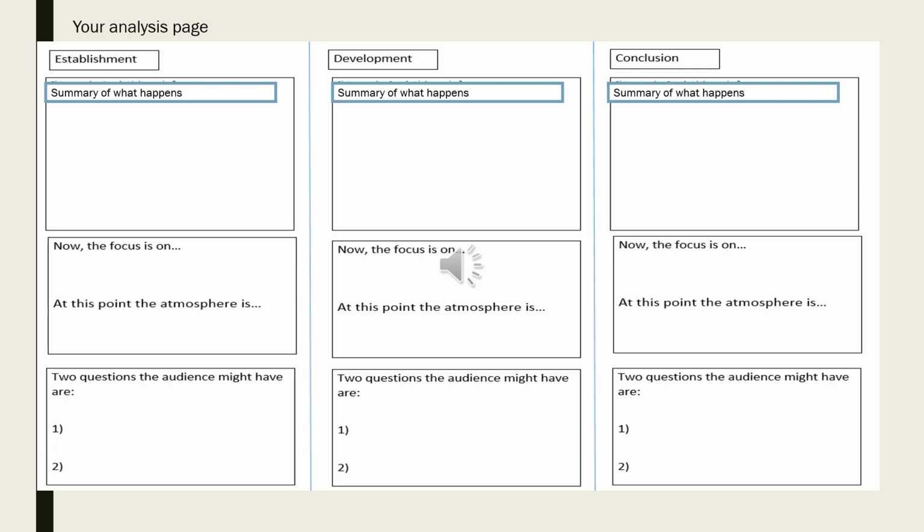Then, how does the story develop? Is there a shift in focus? Summarise that. What is the focus? What's the atmosphere like now? Are there two questions the reader might have here? And finally, take the last paragraph, even the last sentence. Summarise what happens, what's the focus now, what's the atmosphere like now, and two questions that the audience and reader might have. I'll show you on the next slide what I mean.